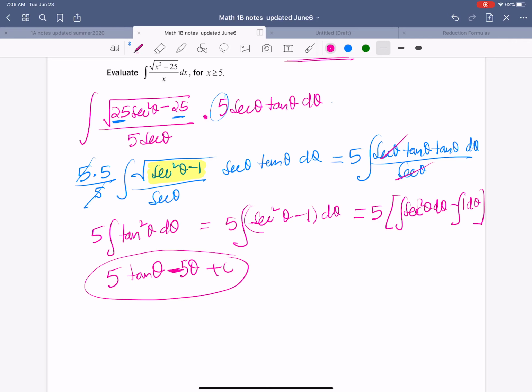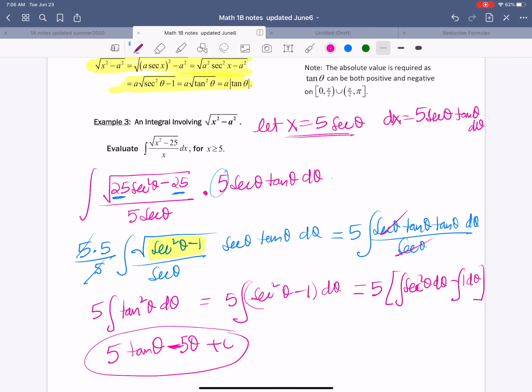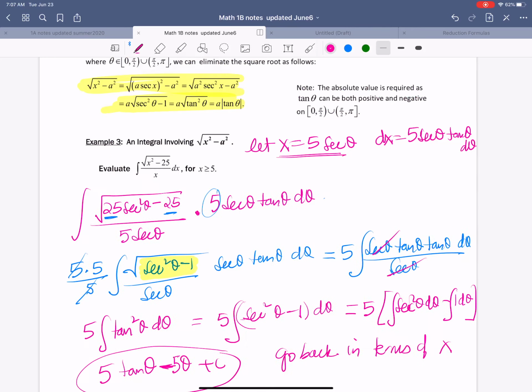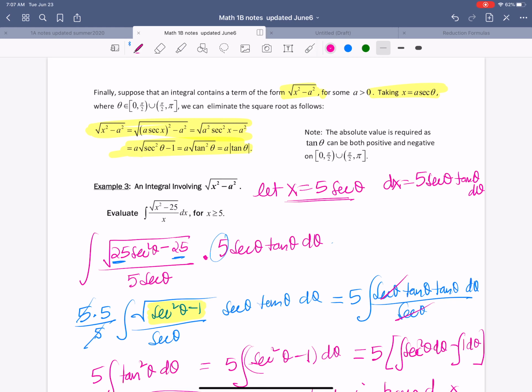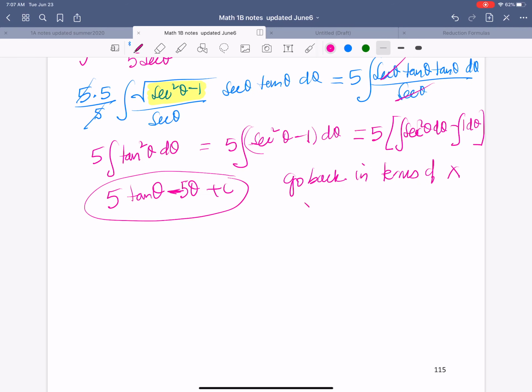Now, it's not all done. We do have to go back to x's because we did not start with theta. So we need to go back in terms of x. How do we go back in terms of x? So let's look at our substitution we did in the beginning. We had called x as 5 secant theta. So we're going to use this relationship. So we did let x equal 5 secant theta. From here we can say secant theta is x over 5.